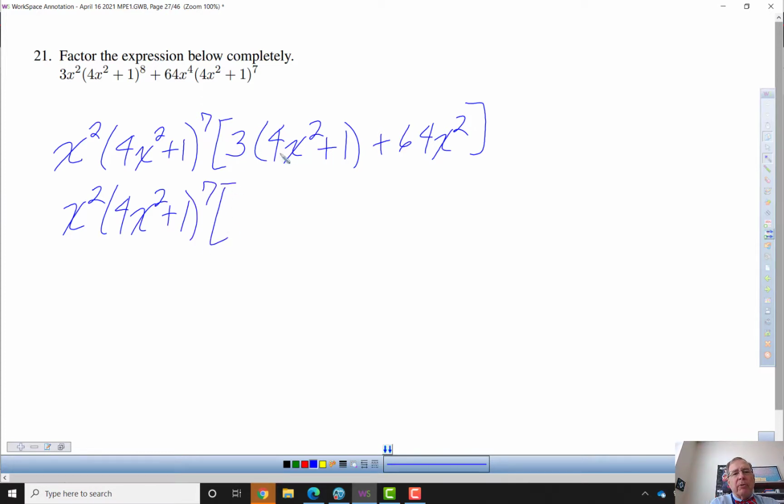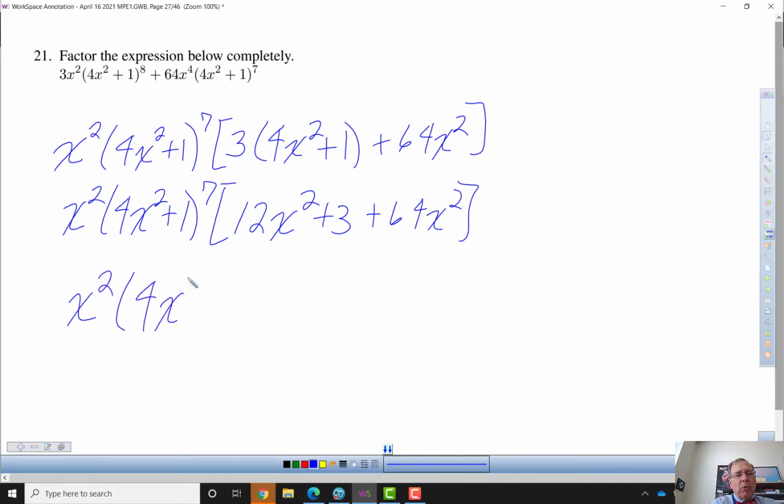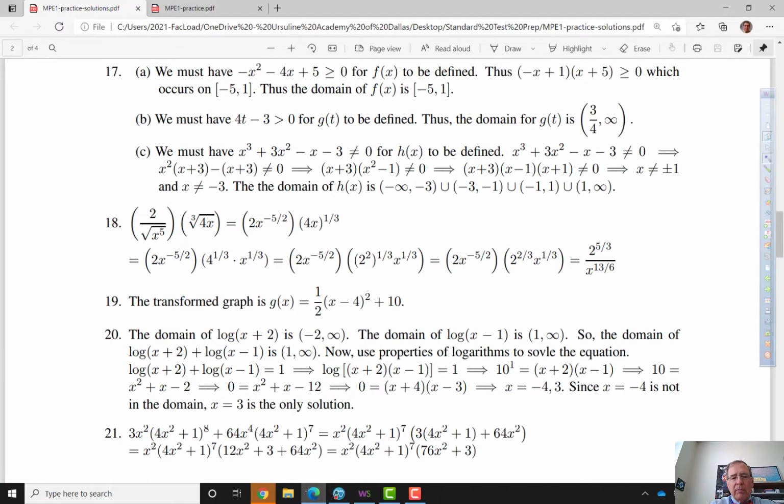I'm now going to distribute the 3 inside the parentheses, so that's going to be 12x squared plus 3 plus 64x squared. So now I've got some like terms that I can combine, so my final answer is x squared times 4x squared plus 1 to the 7th times 76x squared plus 3. So we'll go look at their solution. x squared times 4x squared plus 1 to the 7th power times 76x squared plus 3.